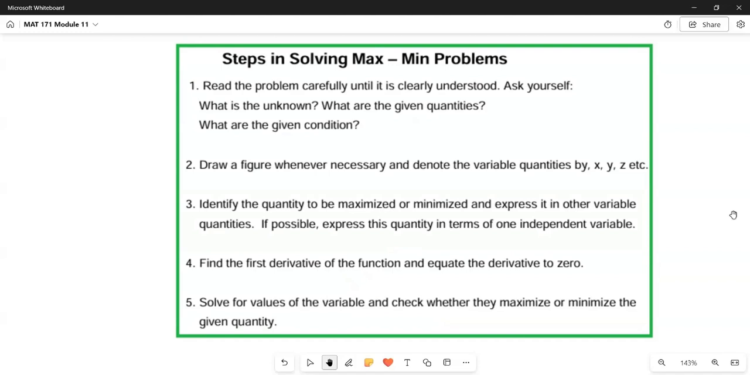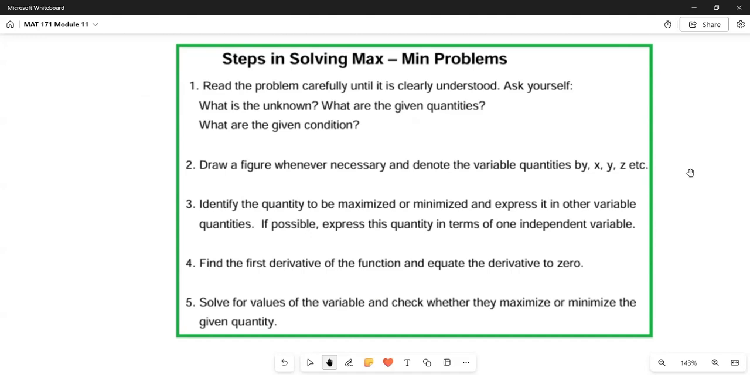Next is draw a figure whenever necessary and denote the variable quantities by X, Y, Z, or other letters. So here, we draw the figure stated in the problem as a guide, so that the solution to our answer is more accurate. We use variables, letters, to label our illustration so we know which has no value and which has one.